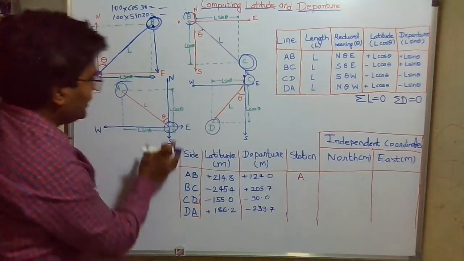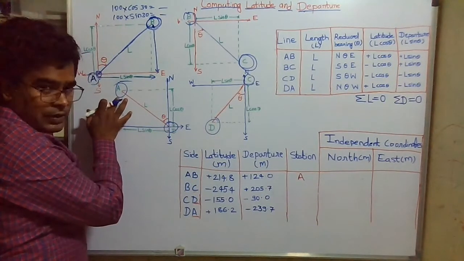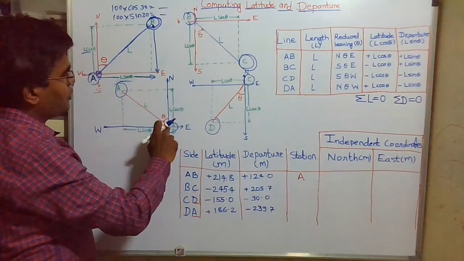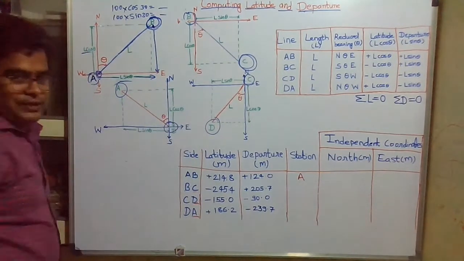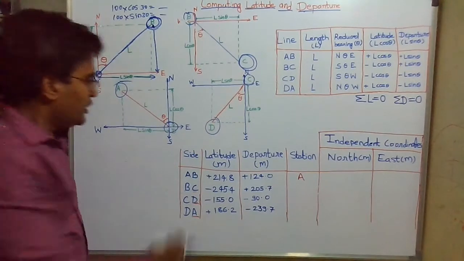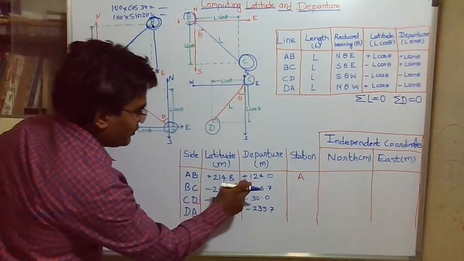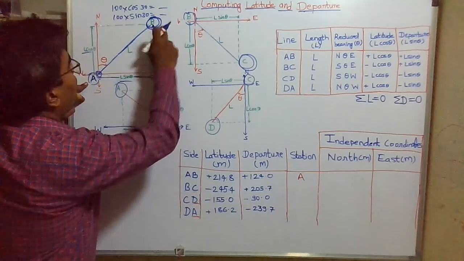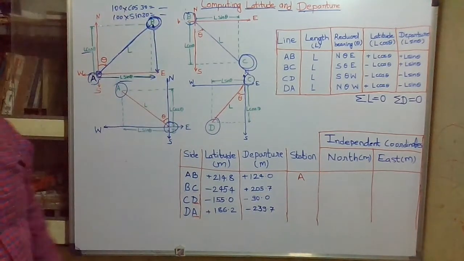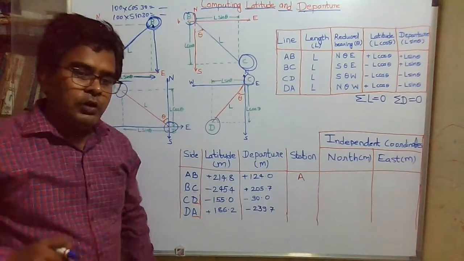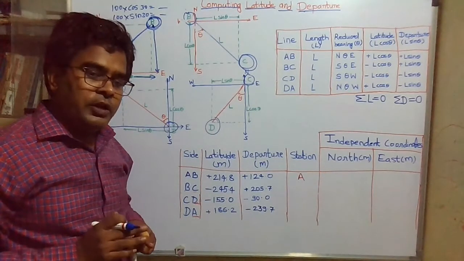Similarly, for BA, we get the distance of point A in the north direction and the distance in this direction. So the latitude of AB gives the position of point B with reference to point A. So what is the definition of independent coordinates?